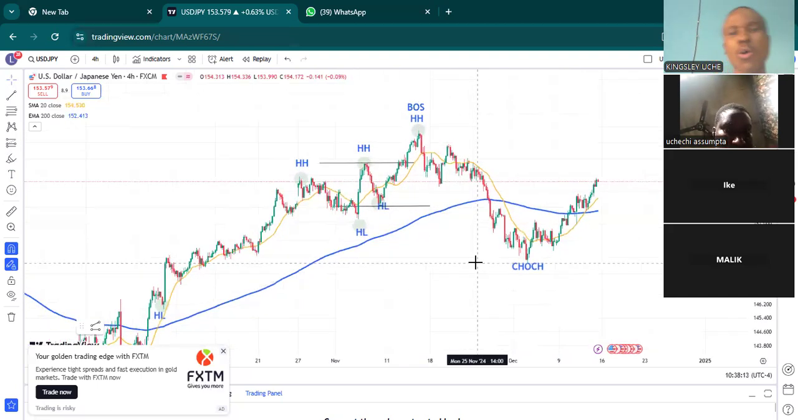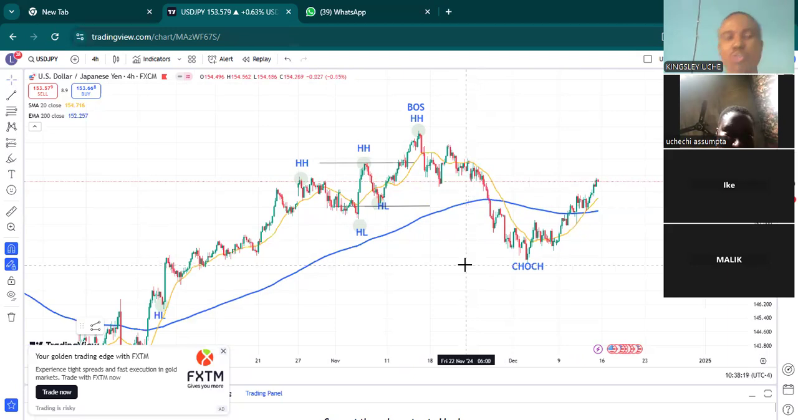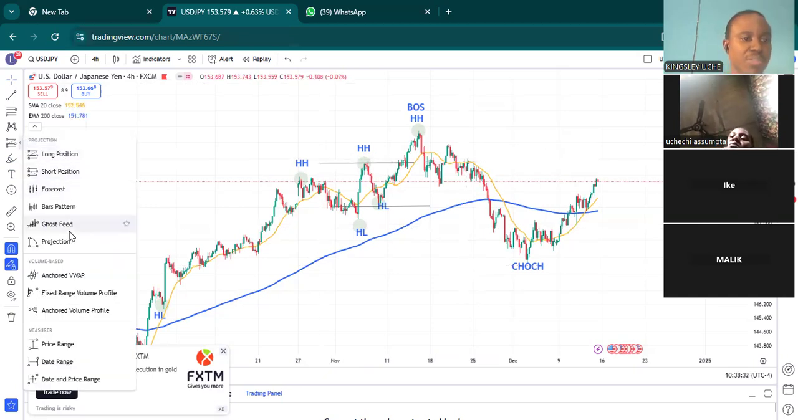Now, there's what we call a Fibonacci retracement tool. The Fibonacci retracement tool helps us to measure where we can take our TP, our take profit, our stop loss, and our entry level. So now I'm going to draw the Fibonacci retracement tool.